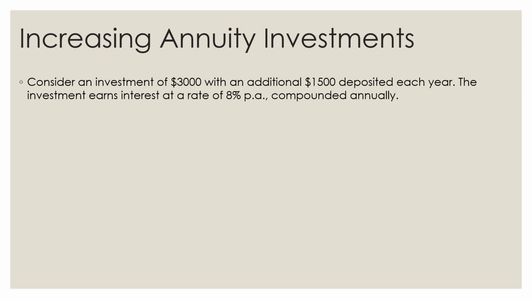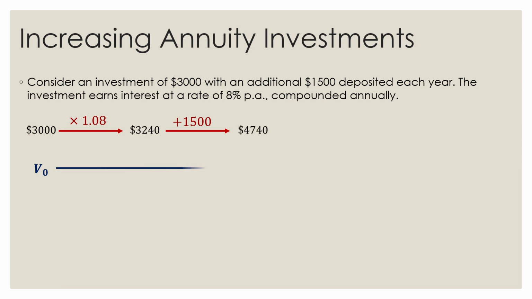Consider an investment of $3,000 with an additional $1,500 deposited each year. The investment earns an interest rate of 8% per annum compounded annually. So a nice, simple one to start off with. We have the $3,000, and 8% can be represented through 1.08. The interest component has increased that to $3,240 over the year. Then you've also deposited another $1,500 at the end of the year to increase it to $4,740. That would be represented through V1, or after 1 year.